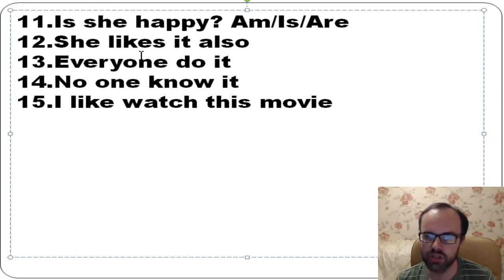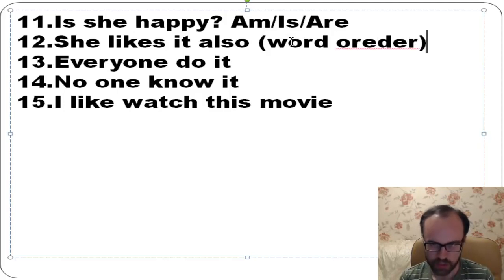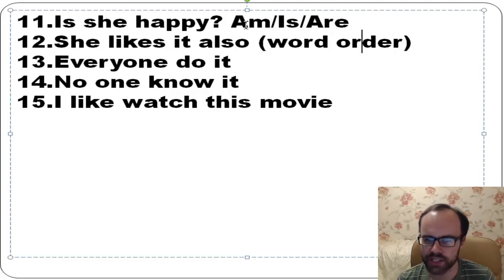Okay, next. She likes it also. So it's about word order. She likes it also. You can't put also in the end. So you need to put it in the middle.